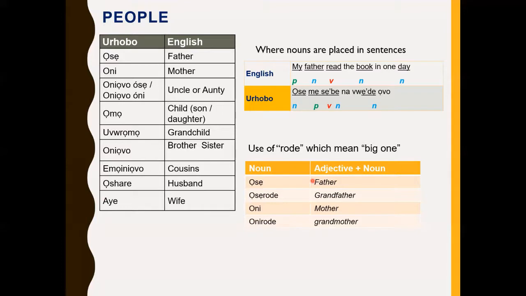I was trying to think of other examples where rode will come into play. But practice these ones, substitute different relationships in this example. Oseme sebenawe devo. Okay. Which is my father read a book in one day. So that is people. Let's move on to the next example.